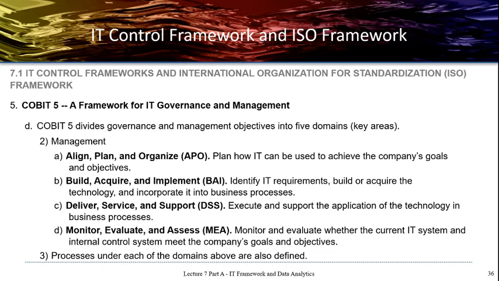Plan how IT can be used to achieve the company's goals and objectives. Build, acquire, and implement: identify IT requirements, build or acquire technology, and incorporate it into business processes. And deliver, service, and support: execute and support the application of the technology and business processes. And finally, monitor, evaluate, and assess: monitor and evaluate whether the current IT systems and internal control system meet the company's goals and objectives. So the processes under each of the domains above are also defined.